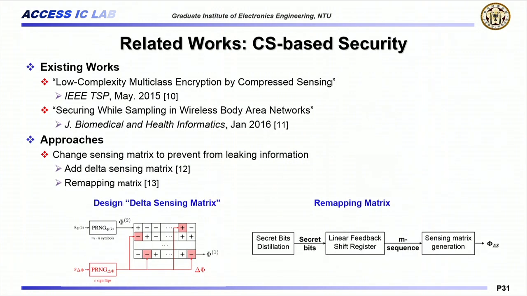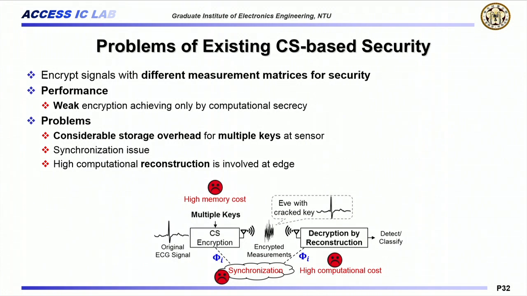People already know this, so they developed some papers, but they try to redesign the sensing matrix, make it more complicated, or remap the matrix. We found there's still a problem. Firstly, it's a linear-based approach, so maybe it can be cracked by a plaintext attack or ciphertext-only attack. Also, if you change the sensing matrix, very often it will take more memory, and you need to synchronize with your receiver. And if you still want to see the result, you still need to pay the complexity for reconstruction. So this is not our direction.